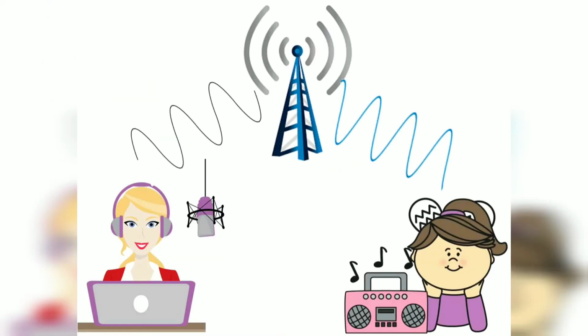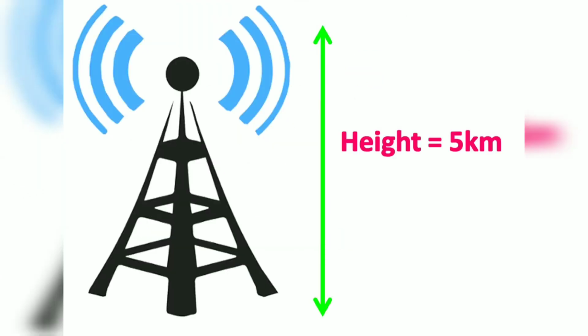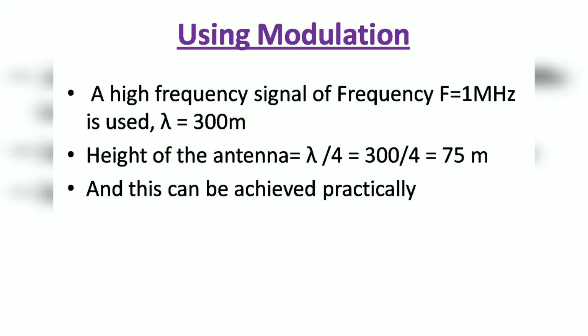And if you consider sending a low frequency signal of 15 kHz, then using the formula lambda is equal to c by f, where c is the velocity of light, the height of the antenna turns out to be 5 kilometers, which means you need to design an antenna of height 5 kilometers, which is practically impossible. Using modulation technique, if a high frequency signal of frequency 1 MHz is used, then the height of the antenna will be 75 meters, and this can be achieved practically.